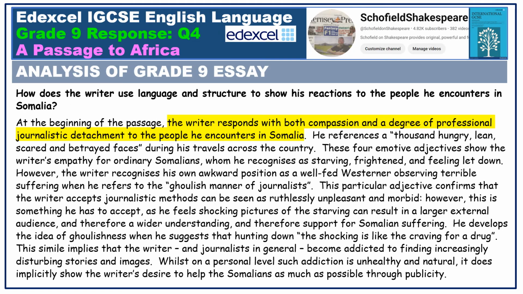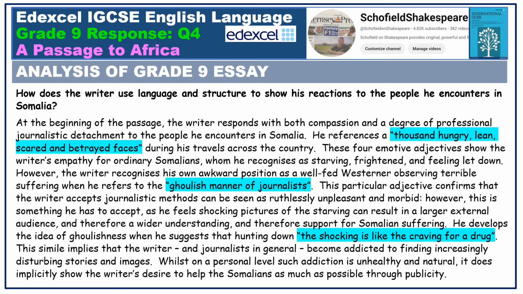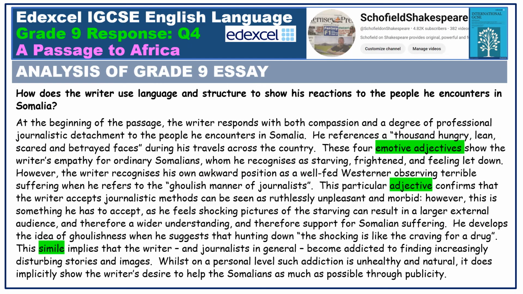Why is this the full 12 out of 12? Well, note the level of immediate detail in relation to the question within my topic sentence. Show the examiner you've really got the passage and the question as quickly as possible. Keep the quotations as short as possible, as specified in the instructions. Remember to use subject terminology post each quotation. Here, emotive adjectives, adjective and simile.